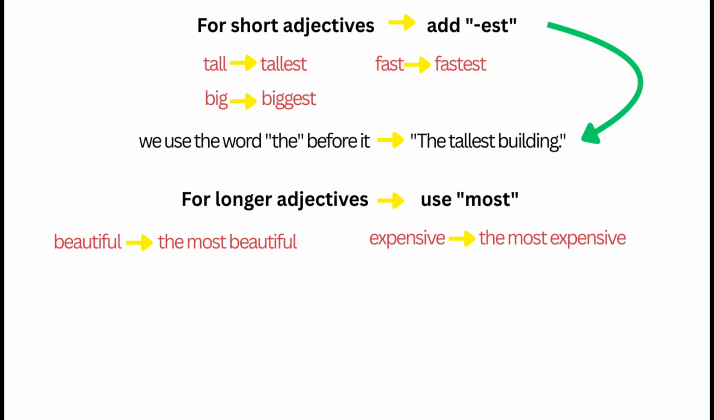For short adjectives, we add est instead of er. So tall becomes tallest, big becomes biggest, fast becomes fastest. And we use the word the before it, right? The tallest building? Exactly. The word the is crucial with superlatives. We always say the tallest, the biggest, the fastest.